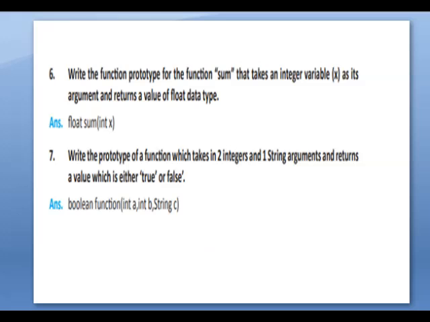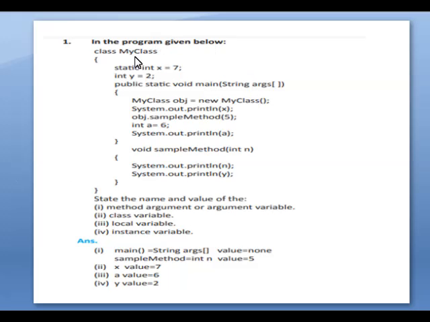Okay. So the next one is, in the program given below, one program is here. Here two variables are there, integer x, integer y. Then this object is created here. Then inside the class another variable, int a equal to 6. System dot println of a. So what is the value of a? a is always 6. Then void, System.out.println of n. Then System.out.println of y. State the name of the variables here.